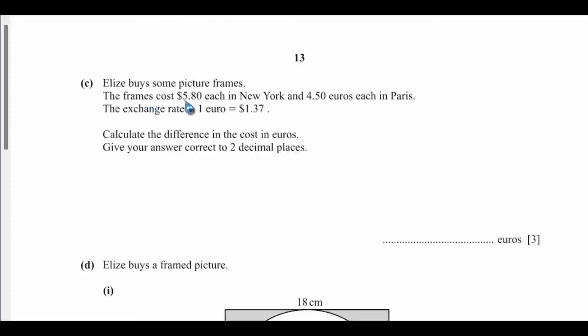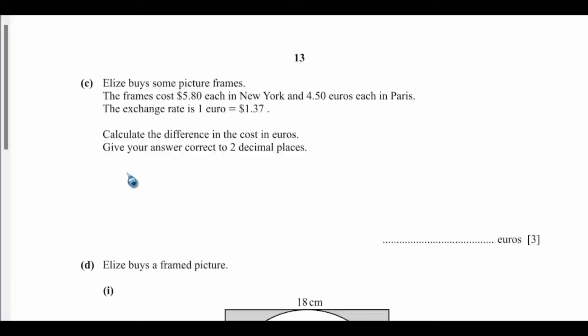Elise buys some picture frames. The frames cost $5.80 each in New York and 4.50 euros each in Paris. The exchange rate is 1 euro to $1.37. Calculate the difference in the cost in euros. Give your answer correct to two decimal places.